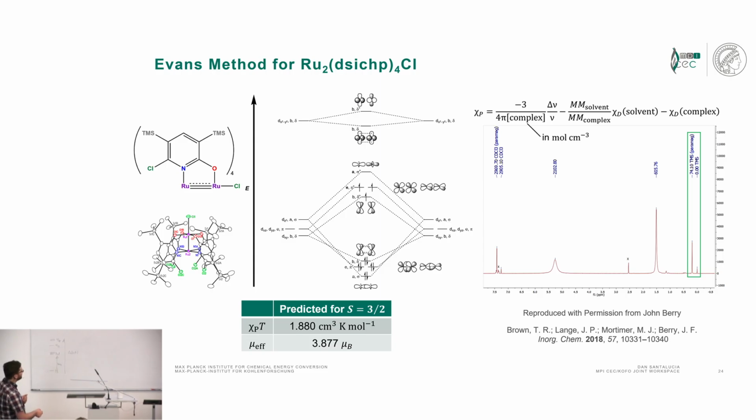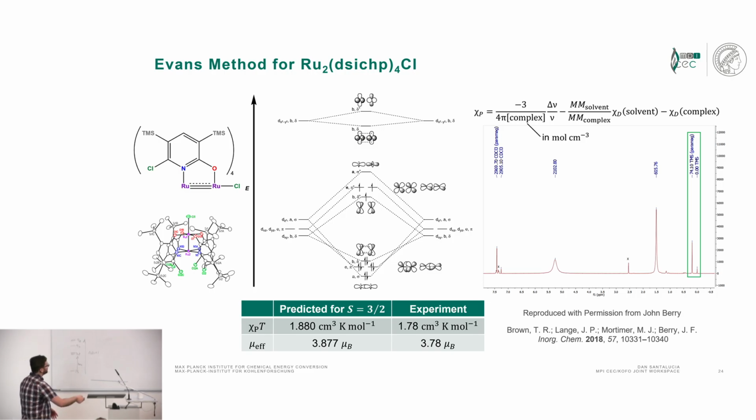For S equals 3 halves, I predict that, and I'll talk about this later, but we often think about not just susceptibility, but susceptibility times temperature, so chi-T. Okay, that is about 1.88 cubic centimeters Kelvin per mole, because we're multiplying by temperature. And what do we see experimentally with this frequency shift? 1.78. So it's clear that we have an experimental method that tells us, hey, look, we've got 3 unpaired electrons.